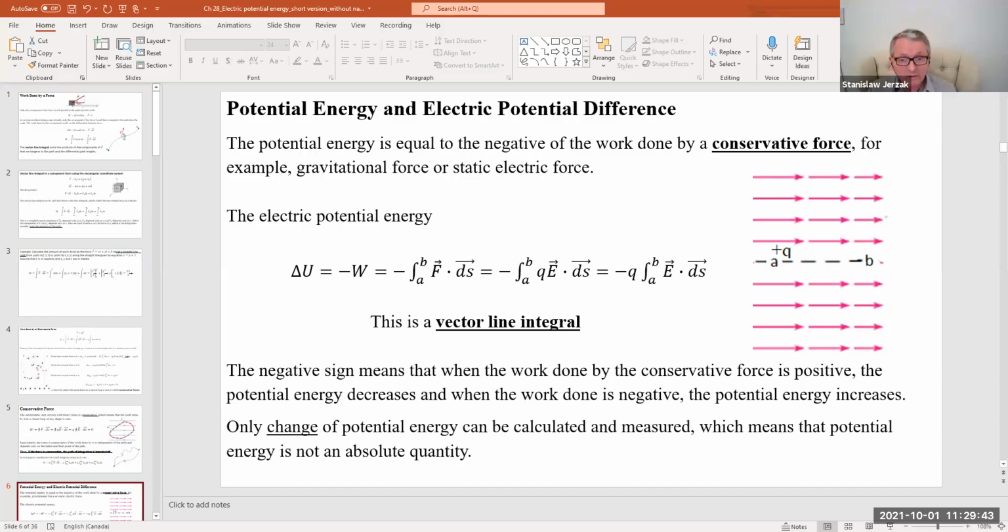Hello, everyone. Today, I will continue to teach about electric potential energy. I started this topic on Wednesday, and first, I would like to review very briefly what was done on Wednesday.